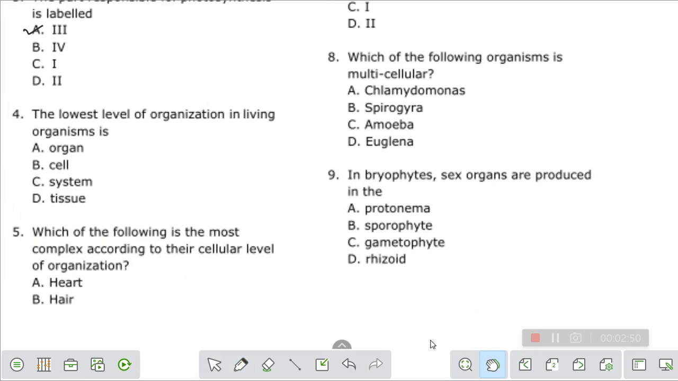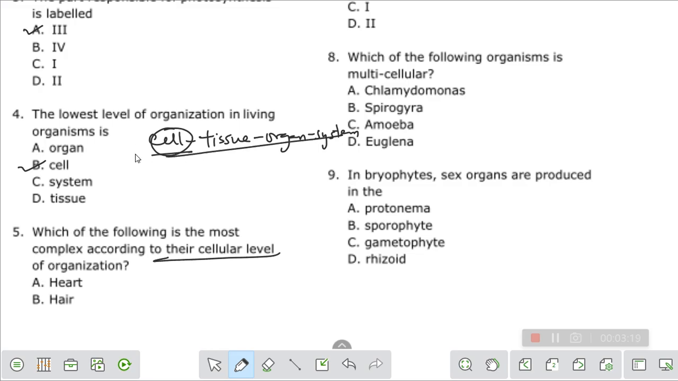The lowest level of organization in a living organism, I told you, is the cell. We have the cell, then the tissue, then after the tissue we have the organ, then after the organ we have the system. So the lowest level is the cell. That's our answer. Which of the following is the most complex according to cellular level of organization? We are still talking about the organization of life.